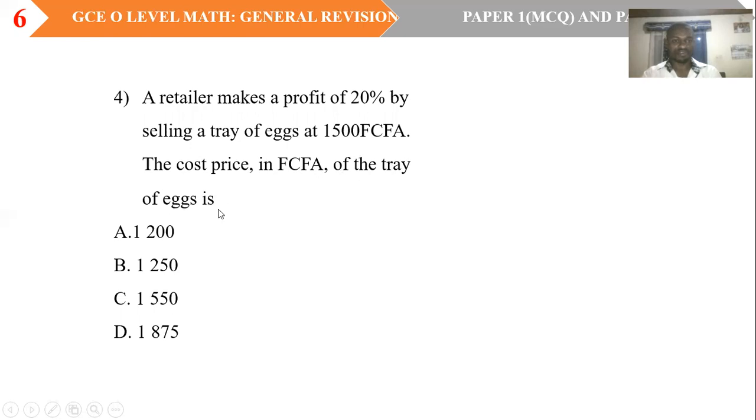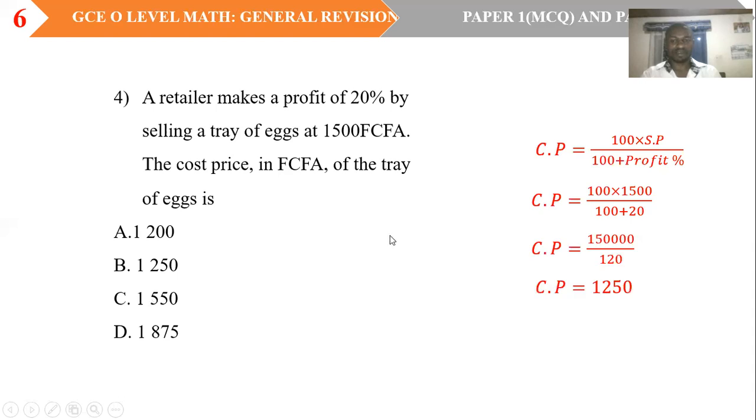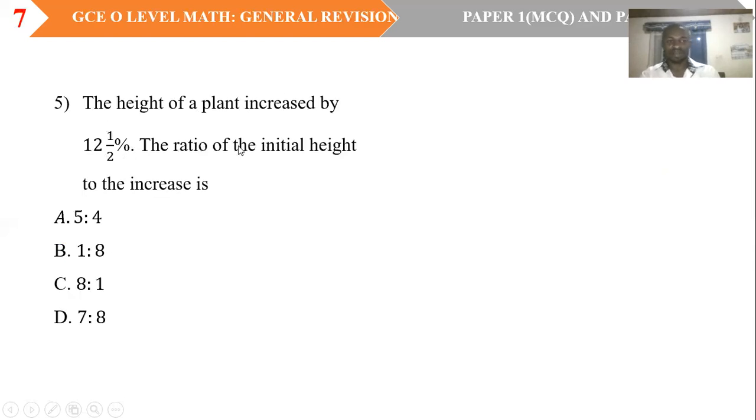A retailer makes a profit of 20% by selling a tray of eggs at 1,500 francs CFA. The cost price in francs CFA of the tray of eggs is, if the selling price and profit percent are given, to find the cost price, we use the formula cost price equals 100 times selling price over 100 plus profit percent. We know that the selling price is 1,500 while the profit percent is 20%. Therefore, substituting and simplifying gives us cost price equals 1,250. Answer B.